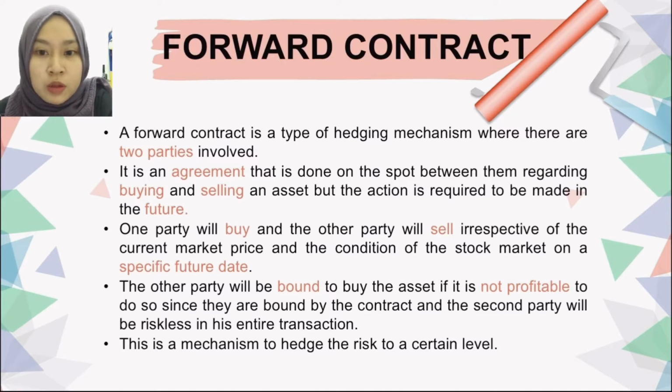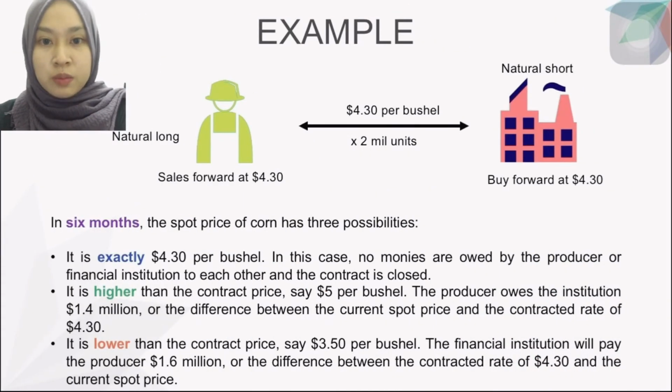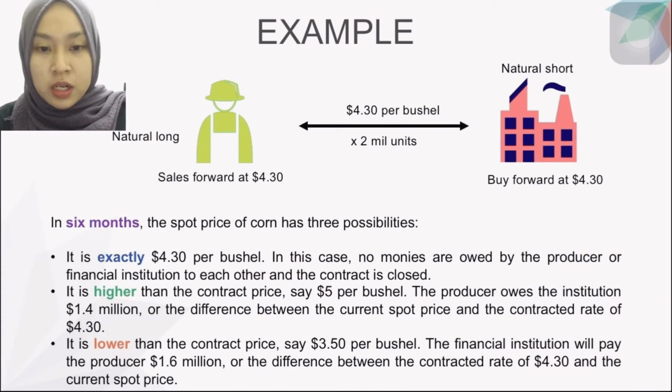The other party will be bound to buy the asset even if it is not profitable to do so, since they are bound by the contract, and the second party will be riskless in his entire transaction. This is an example of a mechanism to hedge the risk at a certain level. So let's take a look at an example of a forward contract. Assume that the green one is the farmer, who has 2 million bushels of corn and wants to sell the corn 6 months from now, but he is concerned about a potential decline in the price of the corn. What does he do?